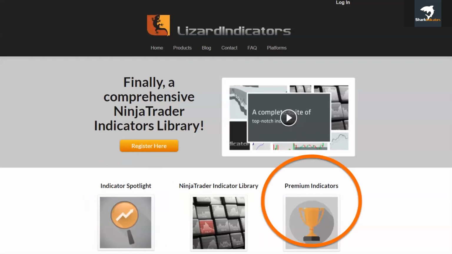Finally, the premium suite that makes it easier to implement certain system trading approaches. And today we'll talk about a new addition to that section, the new candlestick pattern indicator.